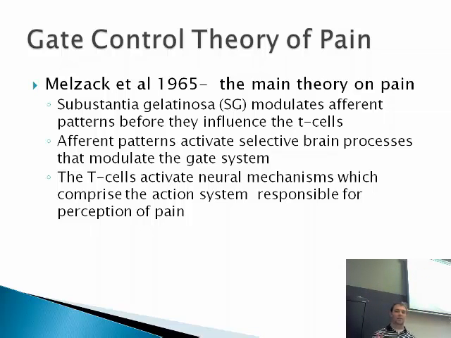We've had this before, but the substantia gelatinosa, the SG, modulates afferent patterns before they influence T cells. Afferent patterns activate select brain processes that modulate a gate-type system, and the T cells activate neuromechanisms which comprise an action system responsible for the perception of pain.